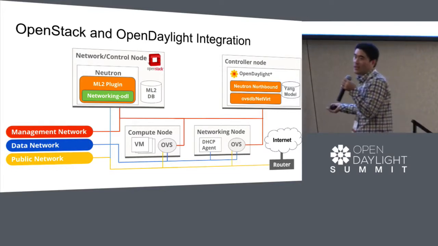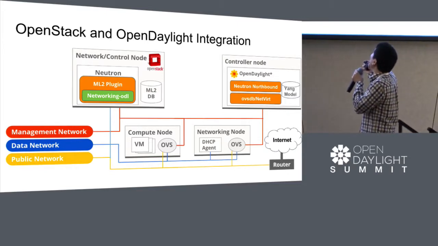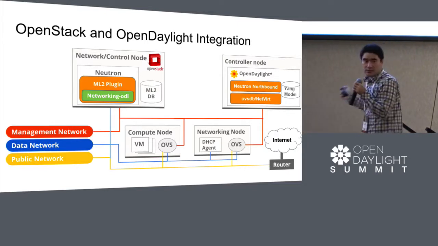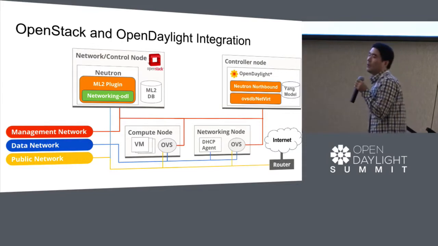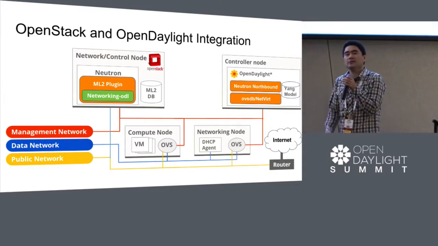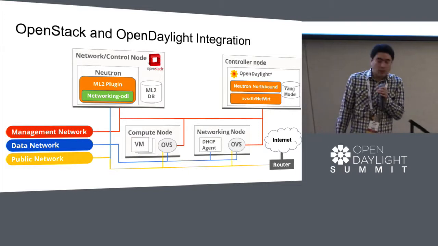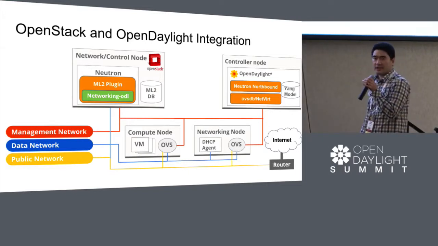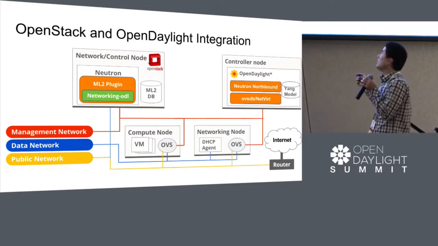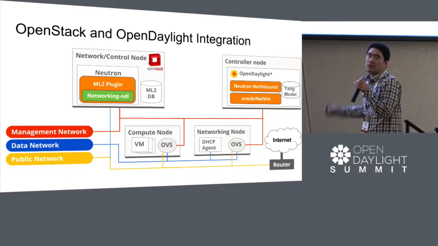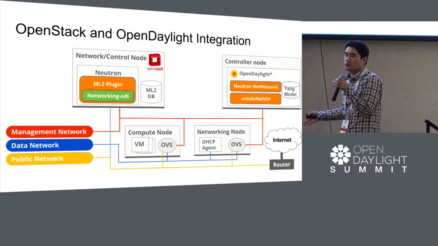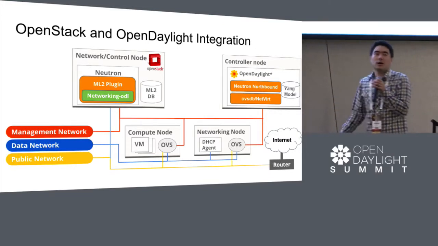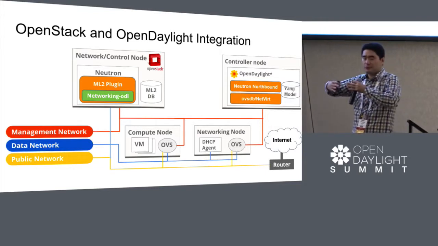On the OpenDaylight side, there is a Neutron northbound component and also a Netvirt component. OpenDaylight is an SDN platform, so there are various projects to support OpenStack. Netvirt is only one of them, and there are various other projects to support OpenDaylight. So there are various overlaps.